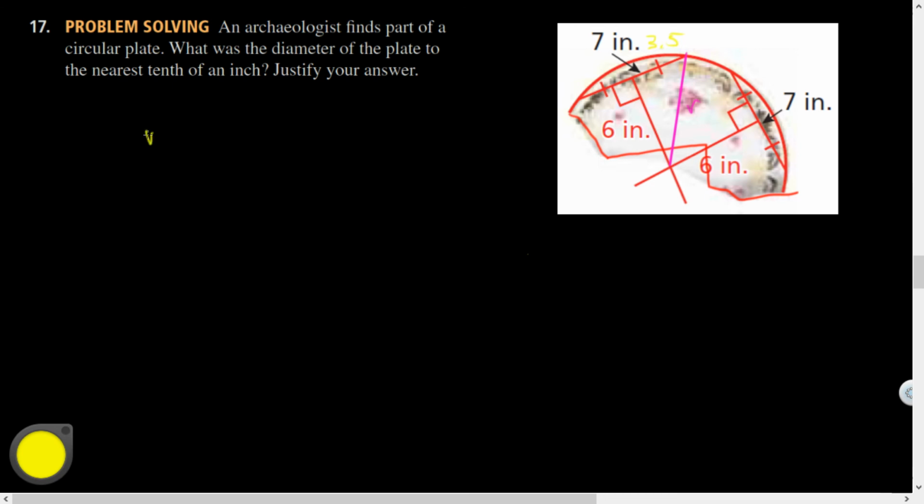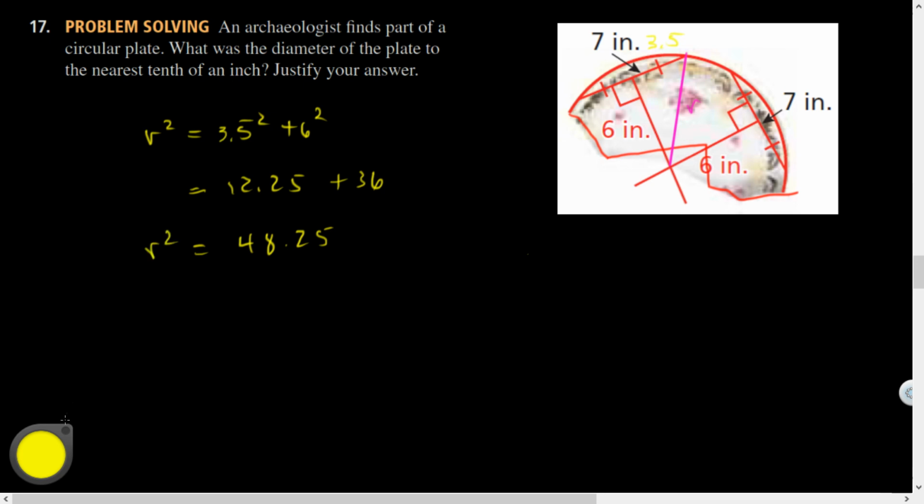So I'll have r squared is equal to 3.5 squared plus 6 squared, is equal to, calculator. 12.25 plus 36. Oh, that's just the top of my 5. That 5 was just surprised and raised its eyebrow.